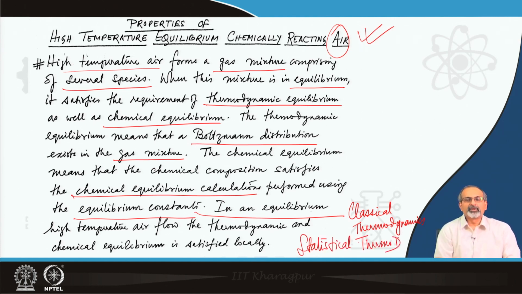And in an equilibrium high temperature airflow, the thermodynamic and chemical equilibrium has to be satisfied locally. What we mean by locally is that point to point the thermodynamic properties are going to vary, and therefore, with all the variations that occur as we move along with the flow, locally at every point we need to make sure that both the thermodynamic and chemical equilibrium aspects are fulfilled.